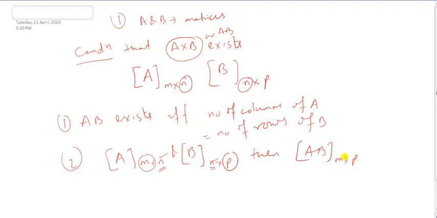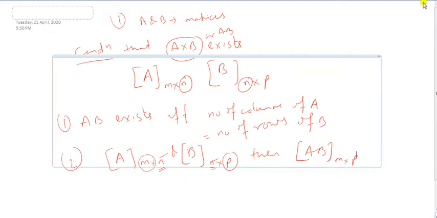So first look at these 2 points. AB exists if and only if the number of columns of A equals the number of rows of B, and if A has the order m cross n and B has the order n cross p, then AB will have the order m cross p. So let me start with an example.